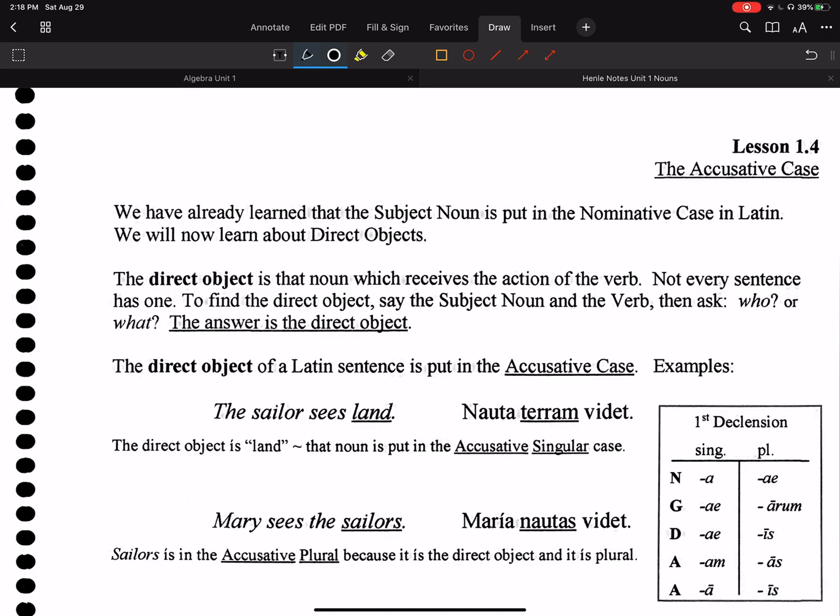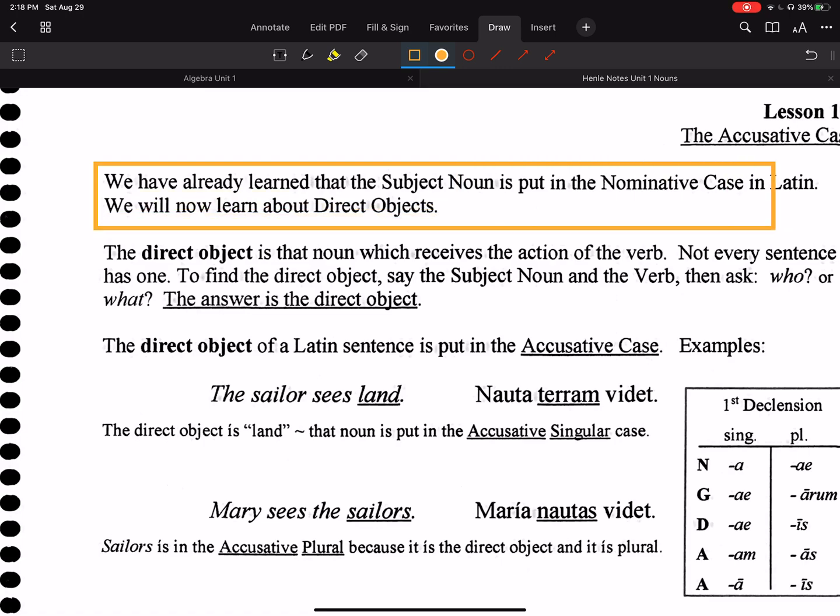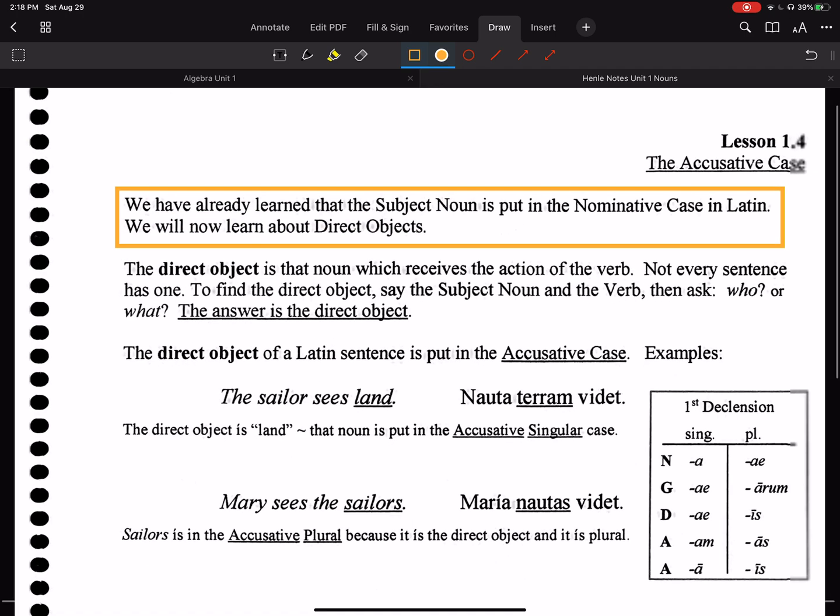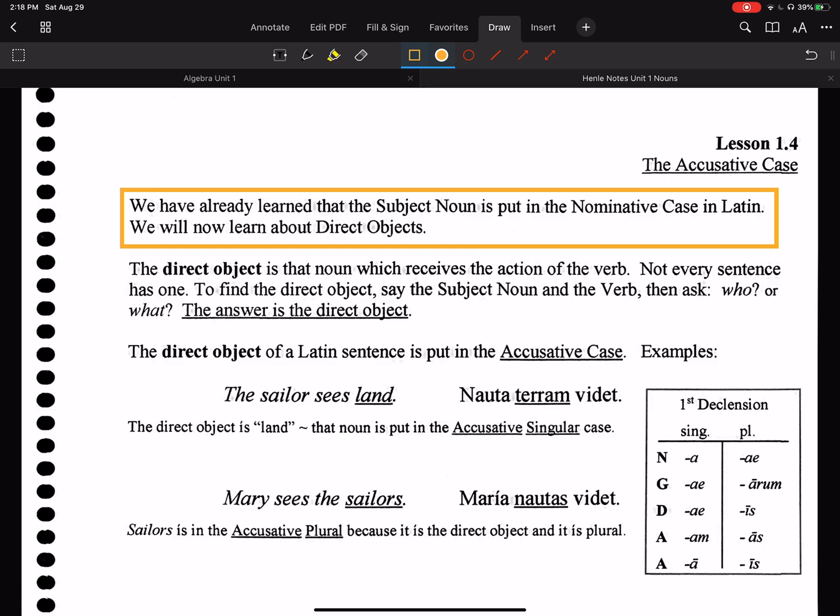So the accusative case is going to be the case of the direct object. And I really want to highlight this. The direct object in English is the thing that the verb acts upon. So it's like this. In a sentence, you have an actor. Let's say he's like the main character of a play. He's the subject, or in Latin, he would be in the nominative case.